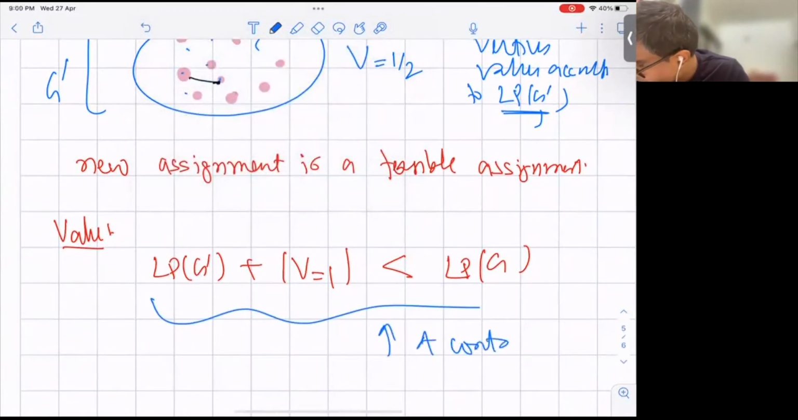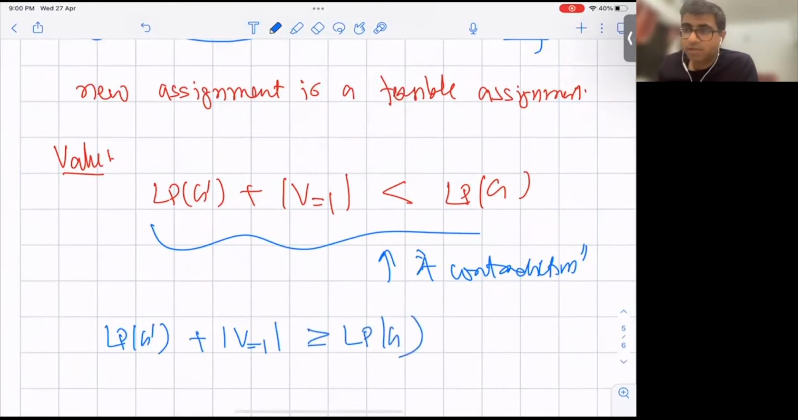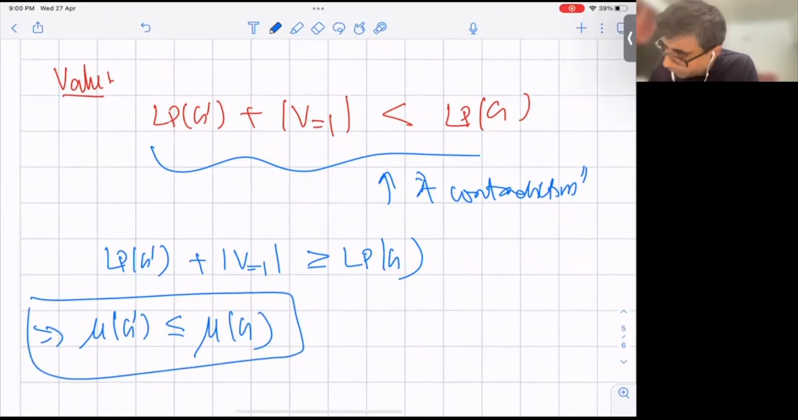A contradiction. Right? Which implies that we always have that LP of G prime plus V equal to 1 is greater than or equal to LP of G, which implies that mu of G prime is less than or equal to mu of G. Is that fine with everybody? Right? I cannot ensure that the measure strictly decreases.